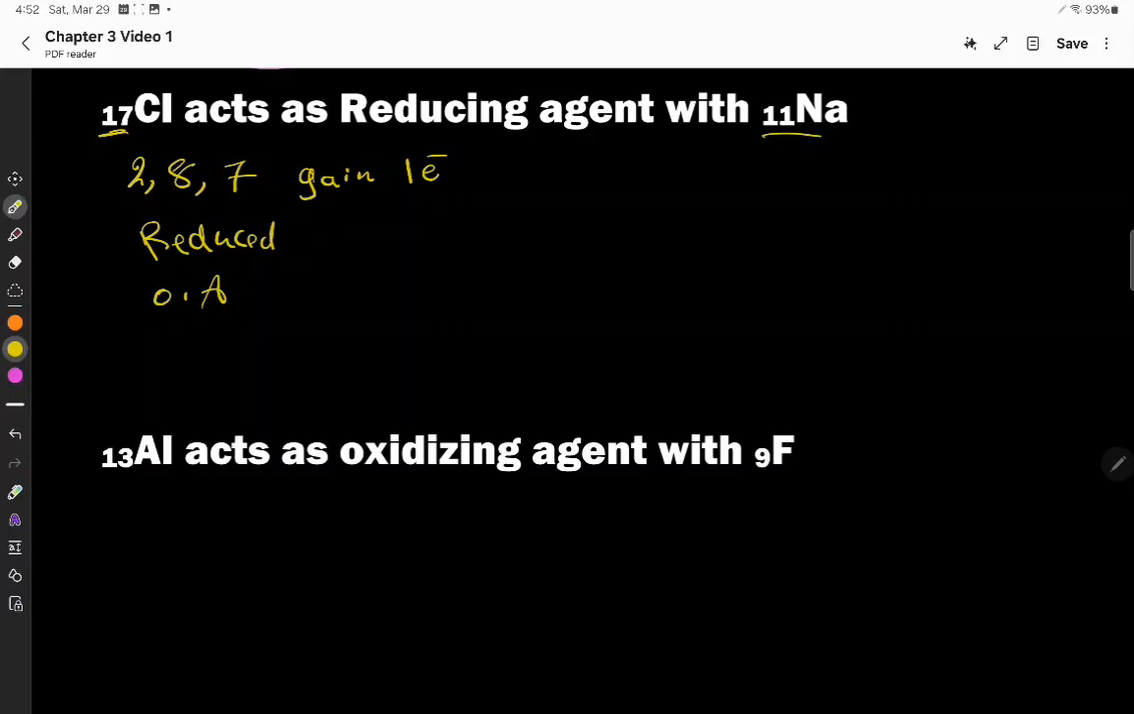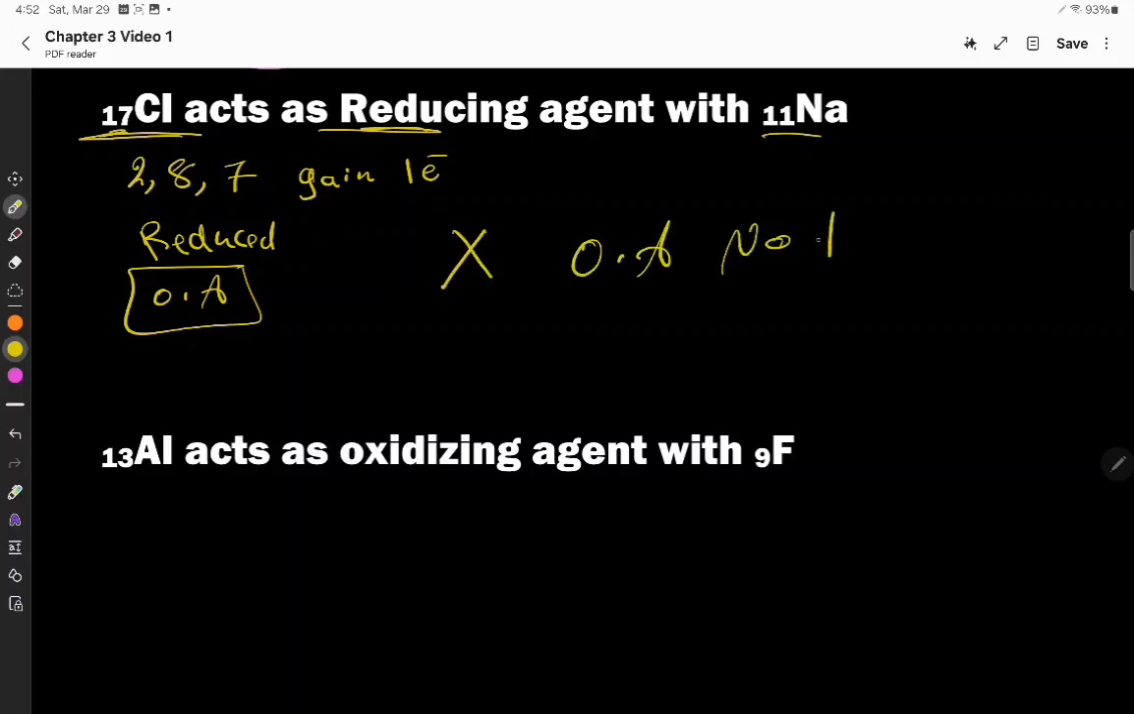Sodium, now we don't need to do that. It tells us chlorine is reducing agent. No, false. It is oxidizing agent, not reducing agent, with sodium. Sodium will be reducing agent, and chlorine will be oxidizing agent.